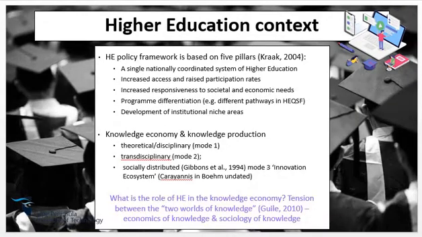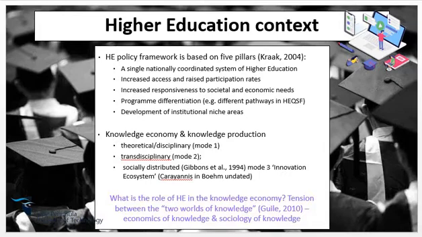Secondly, we need to realize that the higher education policy context is framed by 5 pillars: a single nationally coordinated system of higher education, which is given expression in the NQF, increased access and raised participation rates, increased responsiveness to societal and economic needs, program differentiation as laid out in the higher education qualification sub-framework, and development of institutional niche areas, which is really important for a university of technology like CPUT.